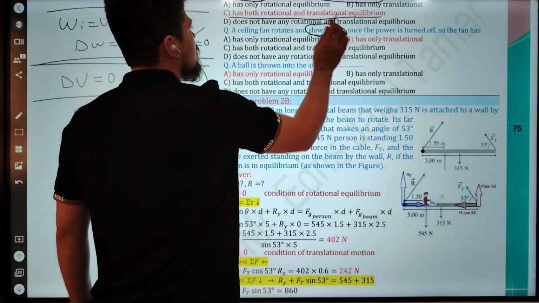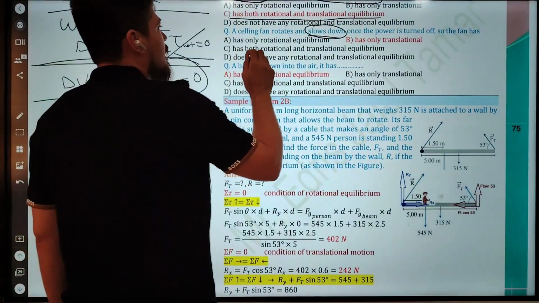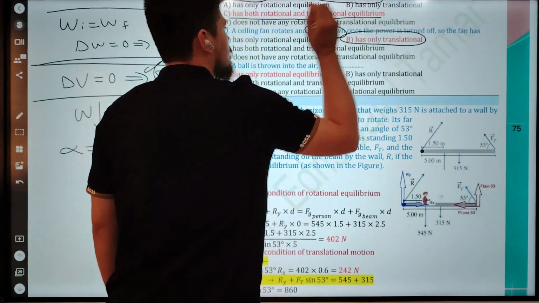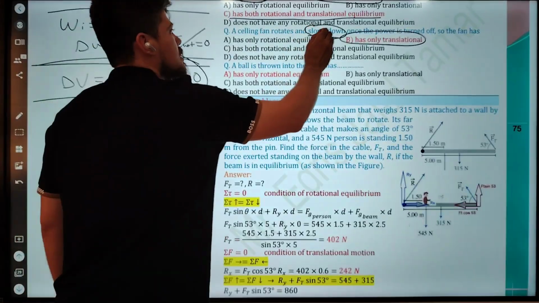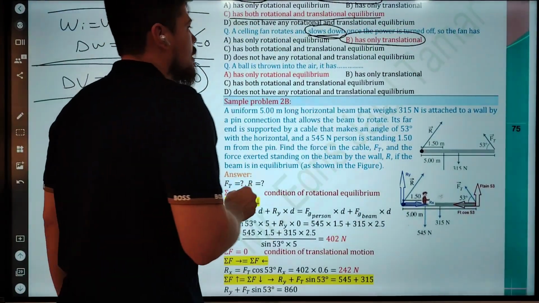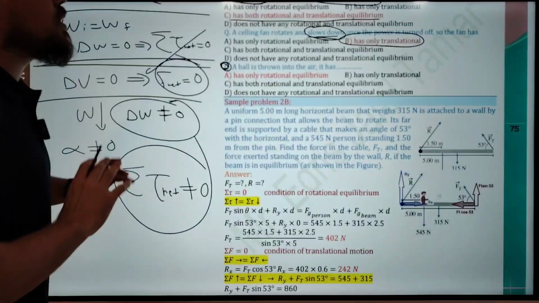Ceiling fan rotates and slows down once the power is turned off, so the ceiling fan has what? Has only translational equilibrium. Why? Because it says slow down. A ball is thrown into the air. Be careful. This is very important. A ball is thrown into the air.